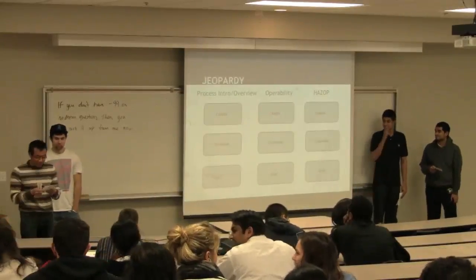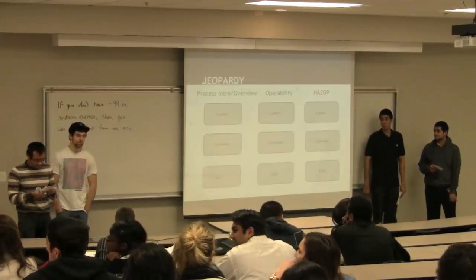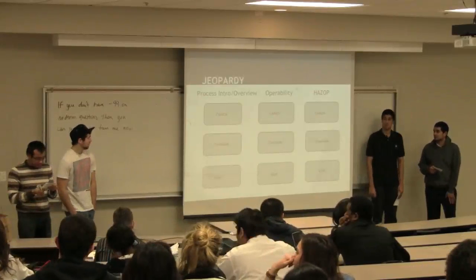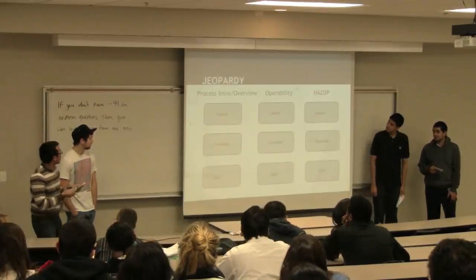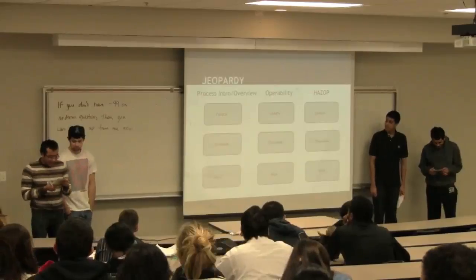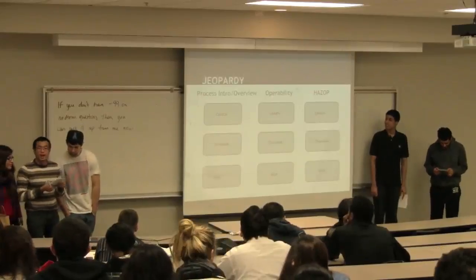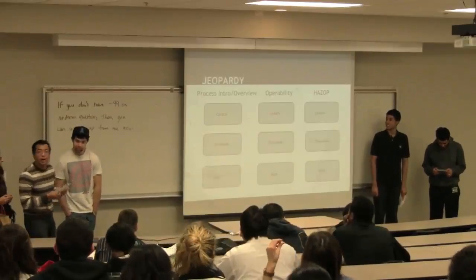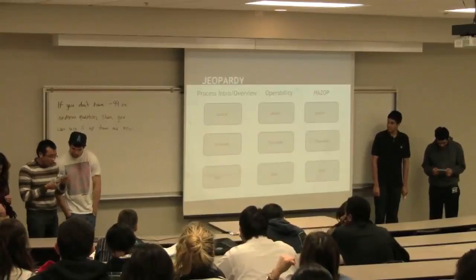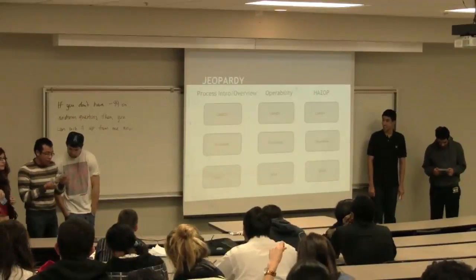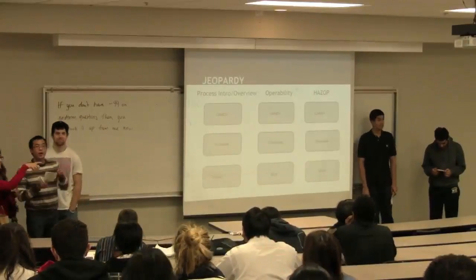Okay, you can also pick the next category. Overview for chocolate. Wait, that was already done, sorry. Overview for gum. What is the most common stripping agent used in the urea production and why? I heard that. It's CO2.